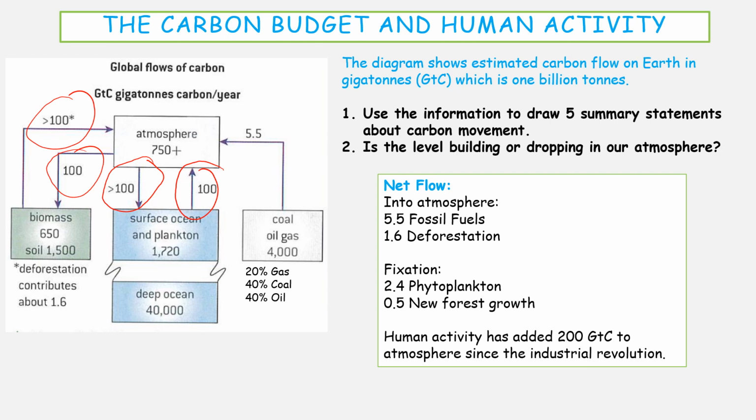Well, if you look at the numbers, 5.5, this shows us why carbon dioxide is increasing. We're adding 5.5, in this case, gigatons of carbon dioxide a year via fossil fuels being burned, but also deforestation is what is causing this number to be above 100, and it adds about 1.6 into the atmosphere. And in terms of fixation, what we can say is that phytoplankton takes 2.4 out, and new forest growth only takes 0.5 out. So what is happening is there is a balance here that is unbalanced. More is going into the atmosphere than is being absorbed overall.